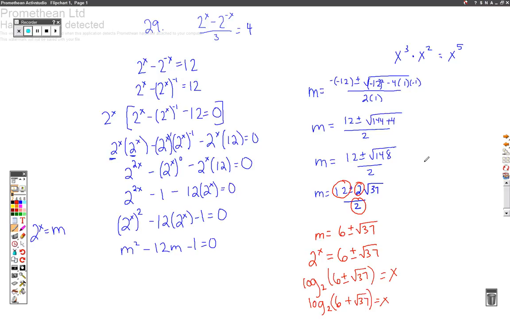In order to figure out what this is, I'd have to do log of 6 plus the square root of 37 over log 2, and that gives you x. So then x equals 3.594.